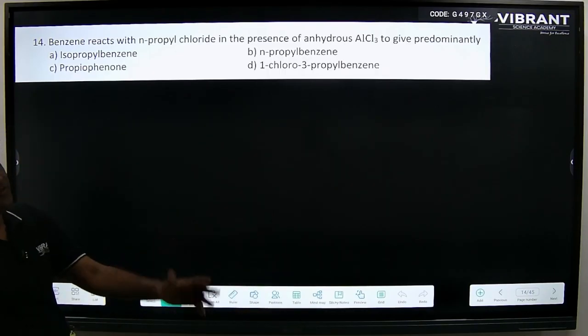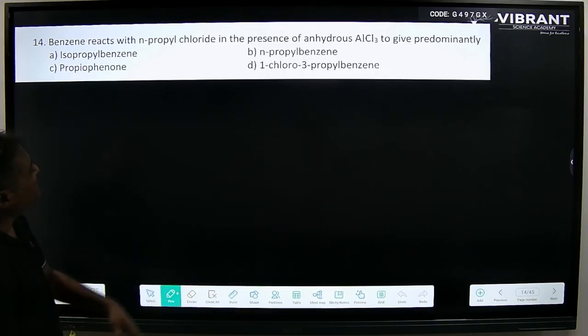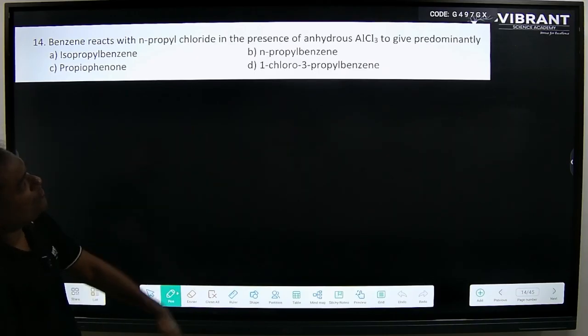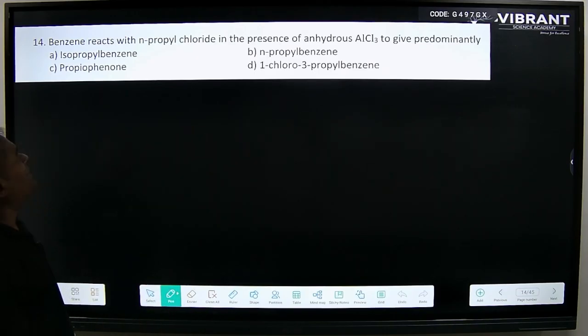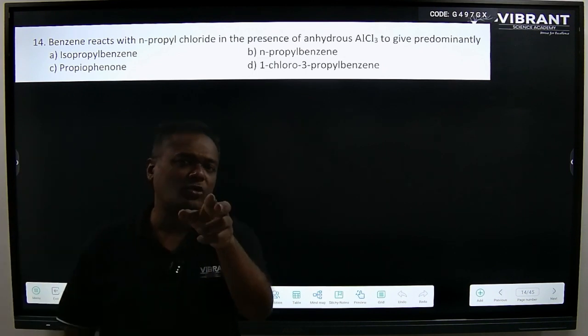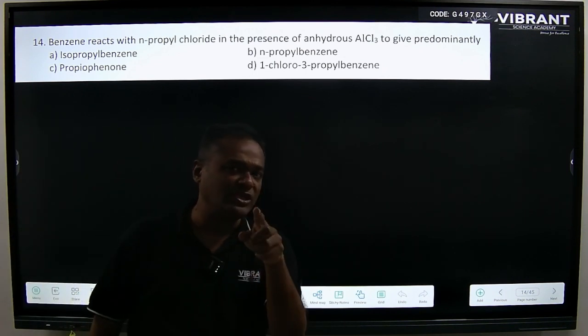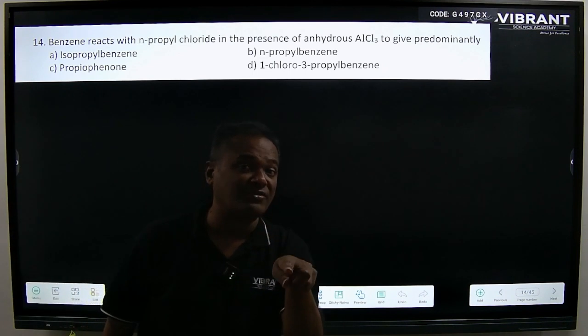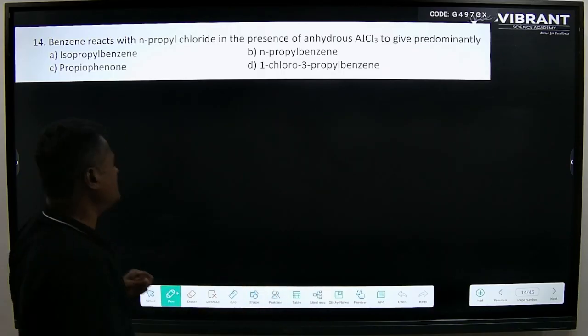Acha, now this is one of the very good questions, child. Benzene reacts with N-propyl chloride in the presence of anhydrous AlCl3 to give predominantly which compound? Now, if you remember, this reaction is nothing but of benzene, and benzene likes to undergo electrophilic substitution reaction, so I think this reaction is Friedel-Crafts alkylation. Let us write the reaction properly.